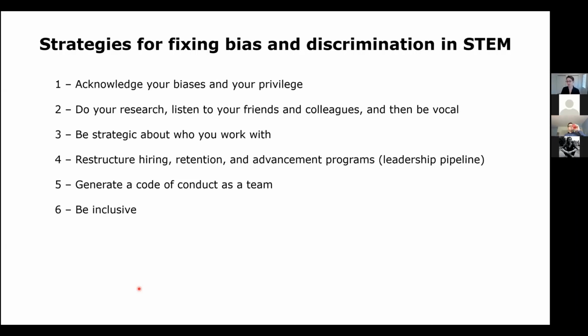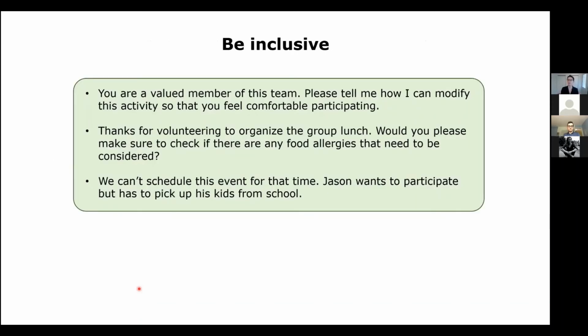Okay, number 6, we're getting to the end. Be inclusive. So being inclusive means creating that environment where everyone can participate. There are lots of ways to do this. Considering food allergies, considering timing of meetings. I don't know what it's like at UVic, but at the University of Alberta, 25% of our graduate students are parents. And that goes up for postdocs and for faculty. So figuring out timing of meetings is really important.